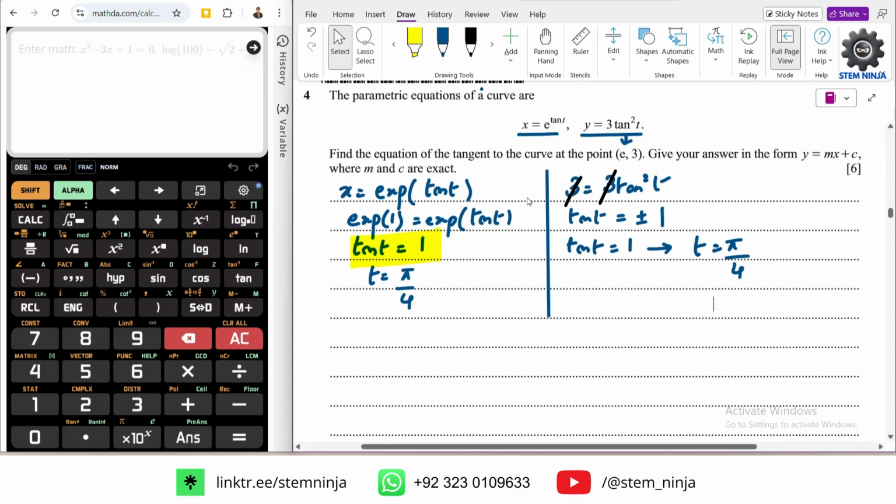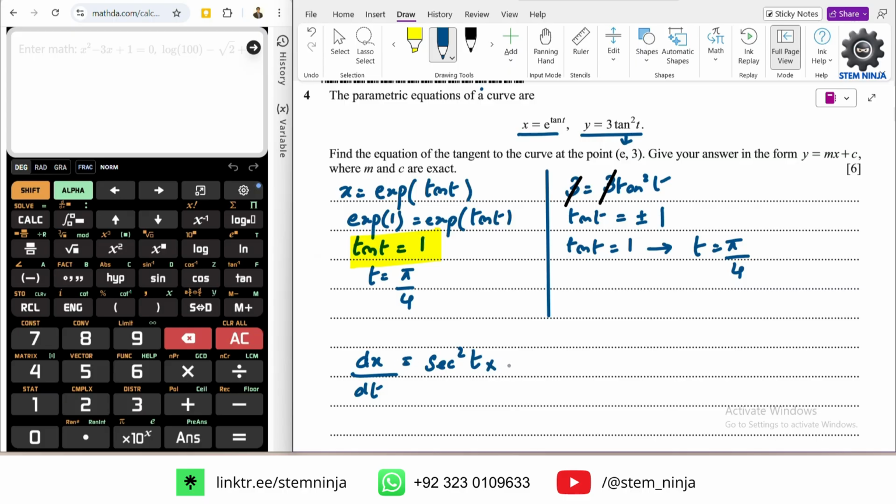Now we need the dx over dt and dy by dt. So the derivative of tan t is secant squared t times by e raised to power tan t, and then dy by dt is the derivative of tan squared, so 3 times by 2 tan of t times by the derivative of tan, which is secant squared t.